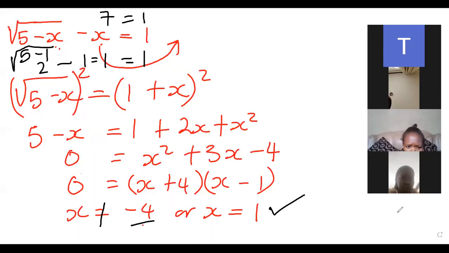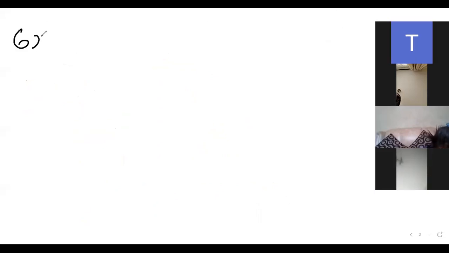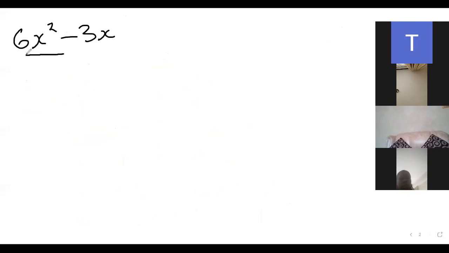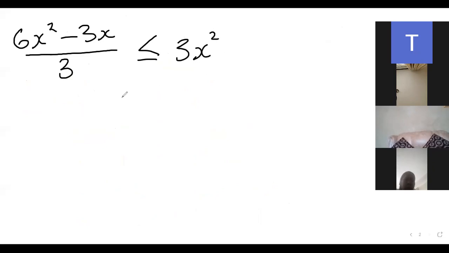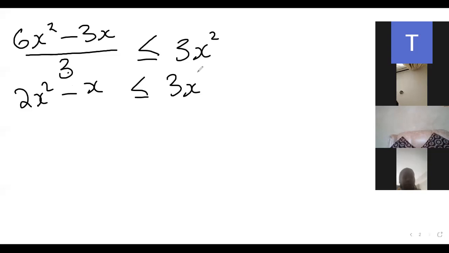All right, I'm going to go to the next page there. We have (6x squared minus 3x) over 3 less than or equal to 3x squared. Now, you notice that 3 can go into 6 and into this negative 3. So this can be simplified to 2x squared minus x less than or equal to 3x squared.